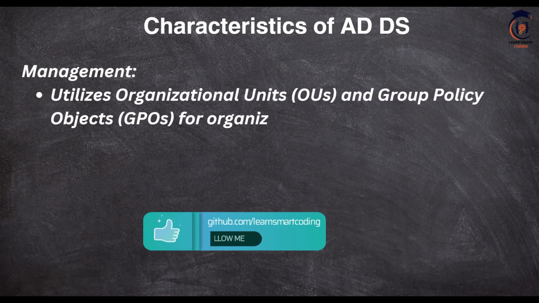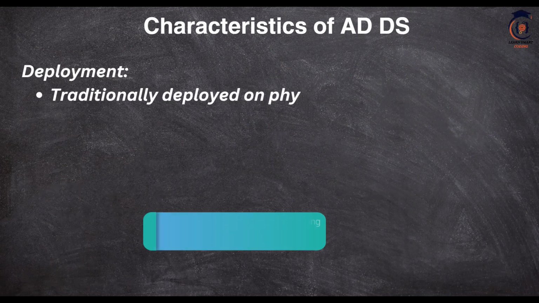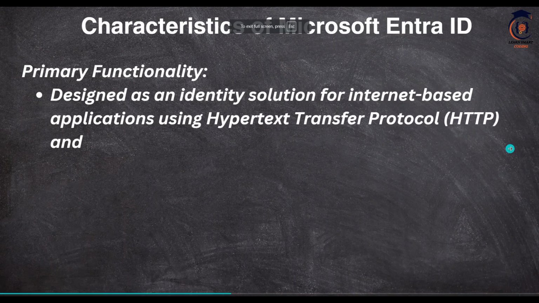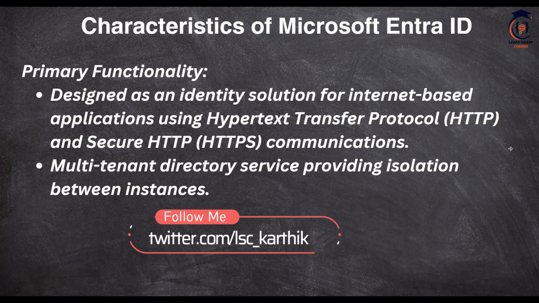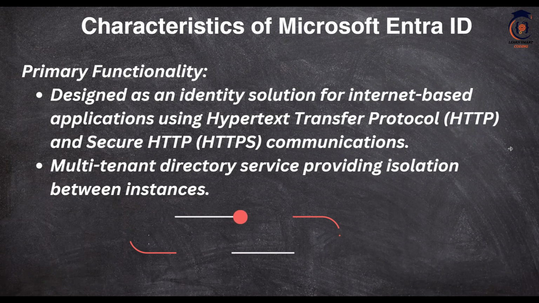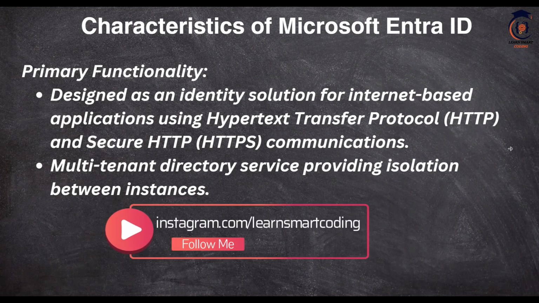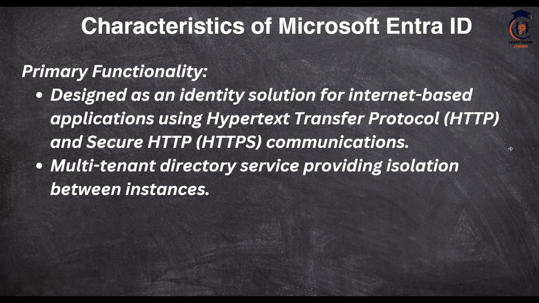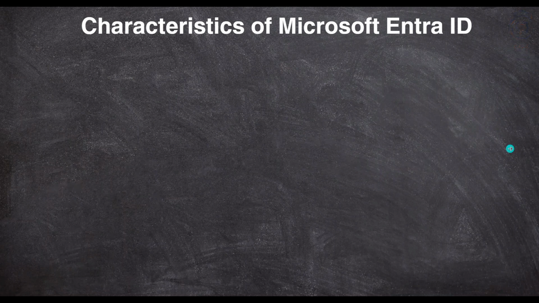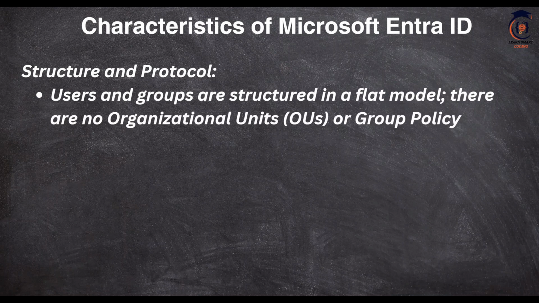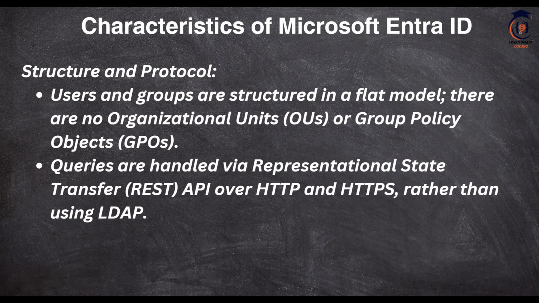Now, I'm going to touch base on some more important concepts called characteristics of Microsoft Entra ID. The primary characteristic is that this identity solution is designed for internet-based applications using the HTTP and HTTPS protocols. And then they have provided isolation for every single tenant. They use users and groups. The users and groups are structured in a flat model. There are no organizational units or group policy objects in Entra ID, but the other one has all of those group policies and organizational units.